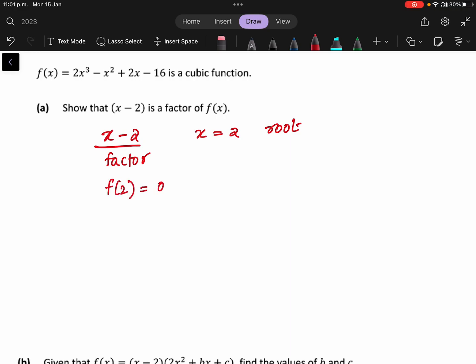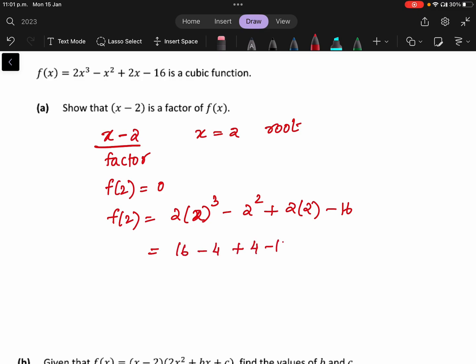So now you can try to find f of 2. So f of 2 is equal to 2 times 2 cube minus 2 square plus 2 times 2 minus 16. So that is equal to 16 minus 4 plus 4 minus 16, which is equal to 0, and hence proved.